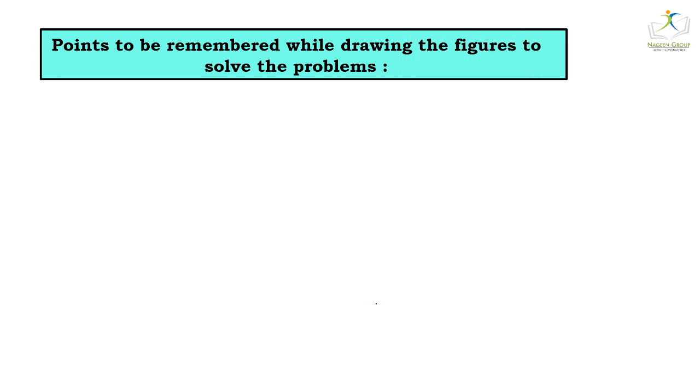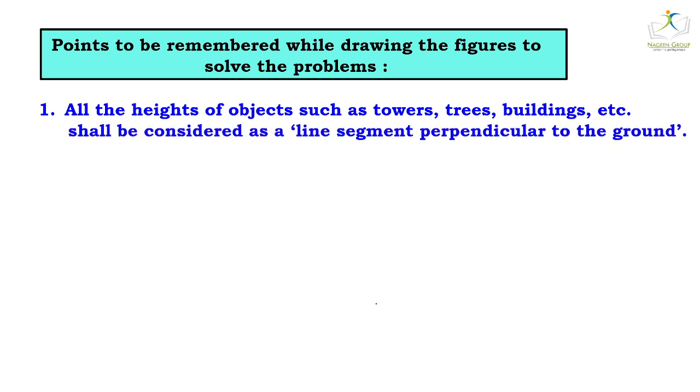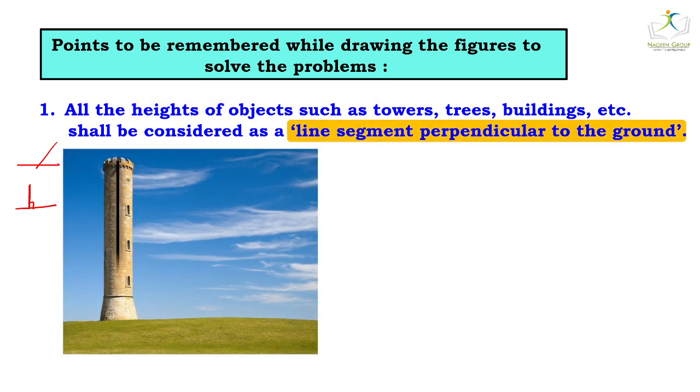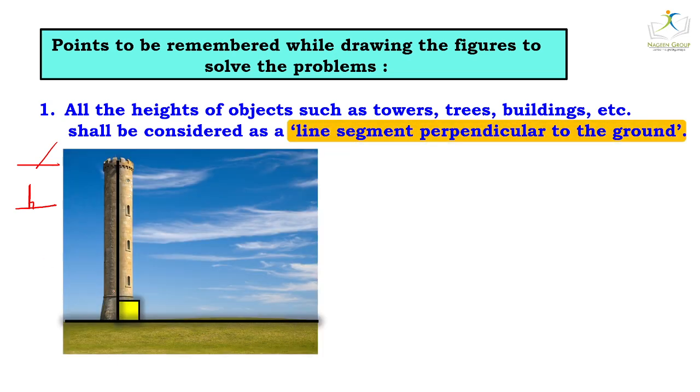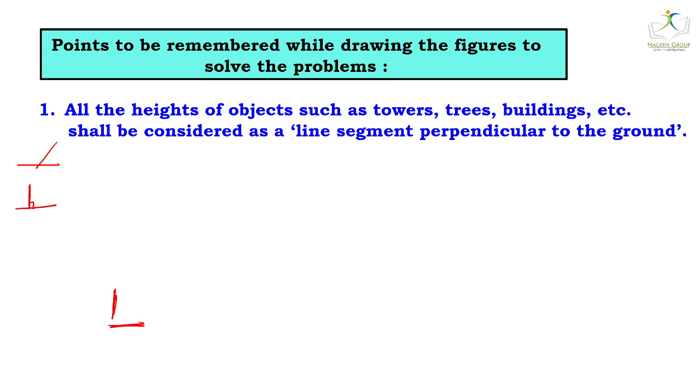With this we will continue here. Point to remember while drawing the figures to solve the problem: all the heights of objects such as a star, trees, buildings shall be considered as a line segment. That line is always perpendicular to the ground. A tree can be slanted too, right? But in any question we always consider it perpendicular to the ground. Building also, this line segment makes an angle of 90 degrees. You can observe this is a star and this is the ground, so this angle will always be 90 degrees.